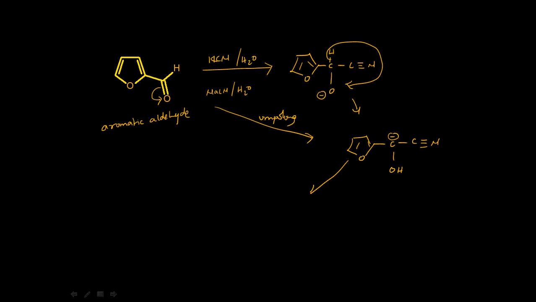Next, it will react with a second molecule of furfural. As you got the carbanion, it searches for the positive charge in the second molecule. So here you are going to get a new carbon-carbon bond. This is the first molecule, which has one furan ring. The carbon atom has one nitrile group and one OH, and it is attached to the new carbonyl carbon of the next furan molecule.